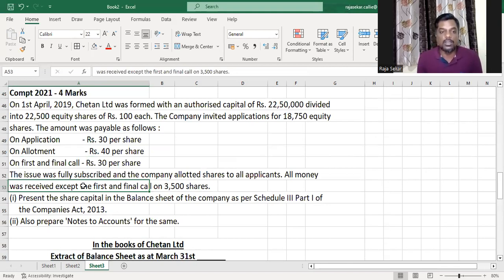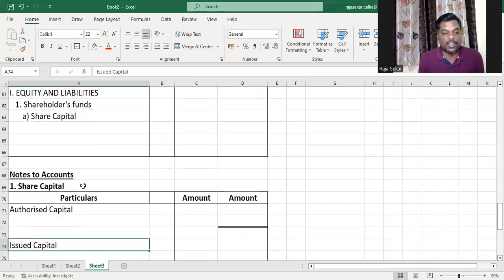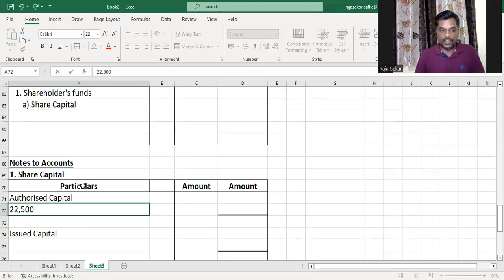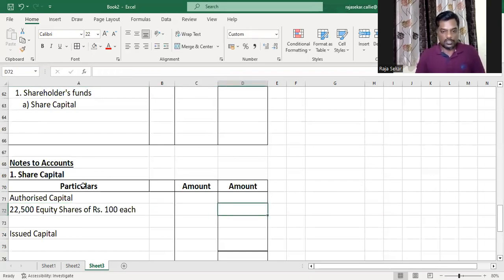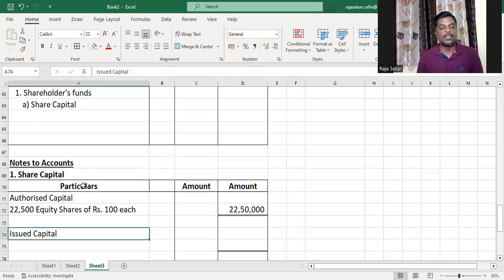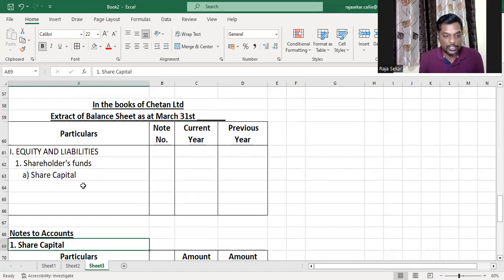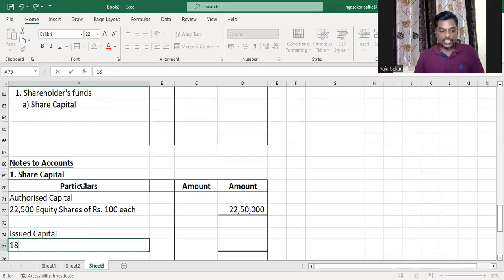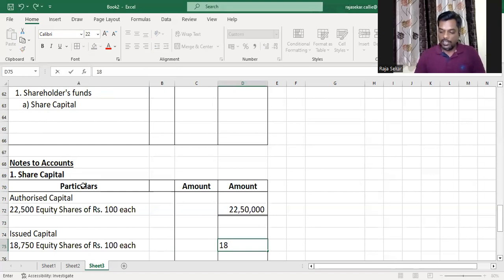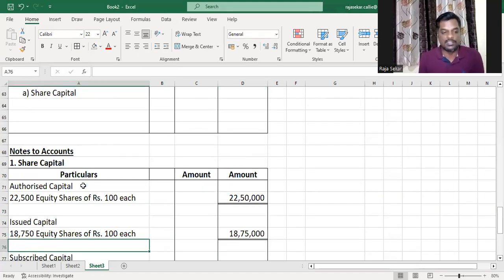What is the authorized capital given in the question? Chetan Limited was formed with an authorized capital of rupees 22,50,000 divided into 22,500 equity shares of rupees 100 each. So we write 22,500 equity shares of rupees 100 each, and that will be 22,50,000 in the outer column. Out of which, what is the issued capital? The company invited applications for 18,750 equity shares. The issued capital is the applications that have been invited by the company. So that is 18,750 equity shares of rupees 100 each, which is 18,75,000.